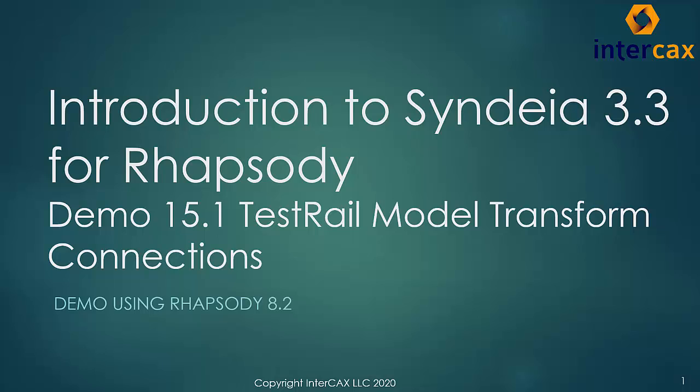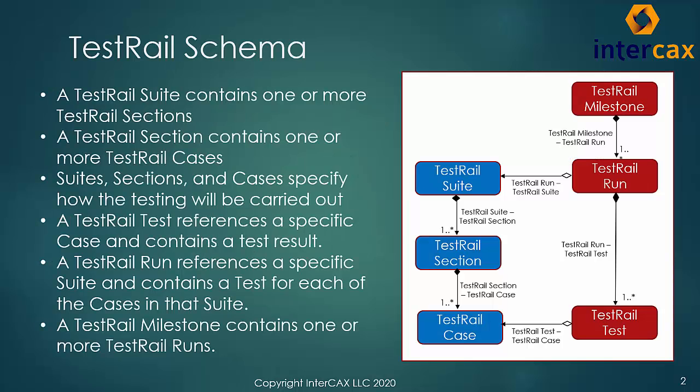In this video, we will demonstrate how to create and execute a mapping for model transform connections between Rhapsody and TestRail. A simplified schema of TestRail data as viewed by Syndeia is shown here. The blue elements represent the test plan, a test suite divided into sections, each section containing test cases that describe how testing will be done.